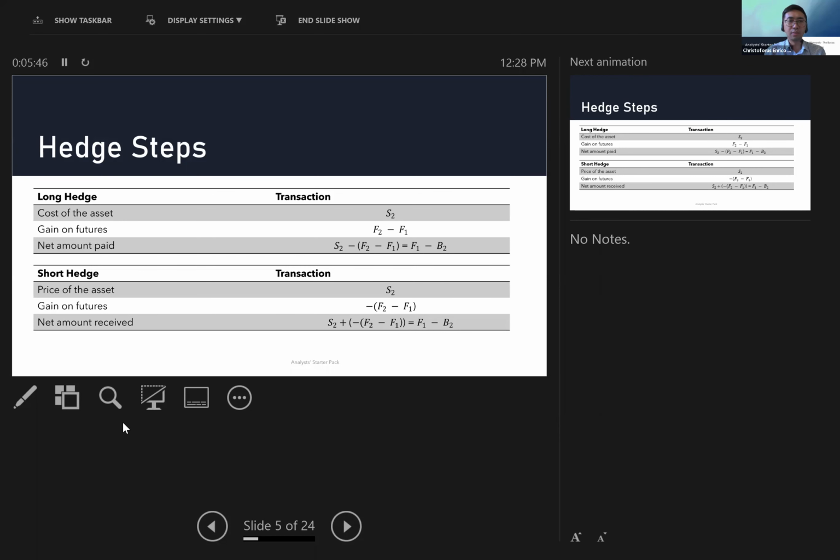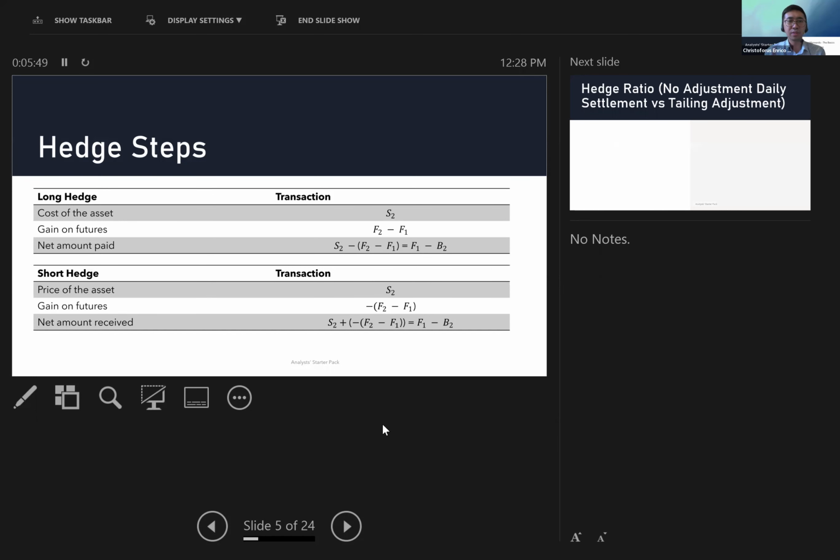And for the short hedge, you will receive money in the future, so you want to sell something at price S2, and the gain is basically the opposite of the long hedge. The amount that we will receive in the future is F1 minus B2. So the futures price at time 1, minus the basis at time 2.